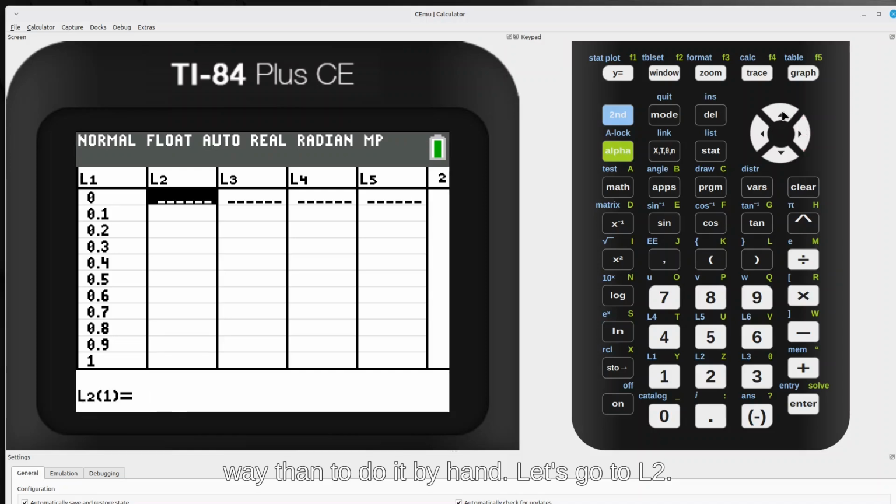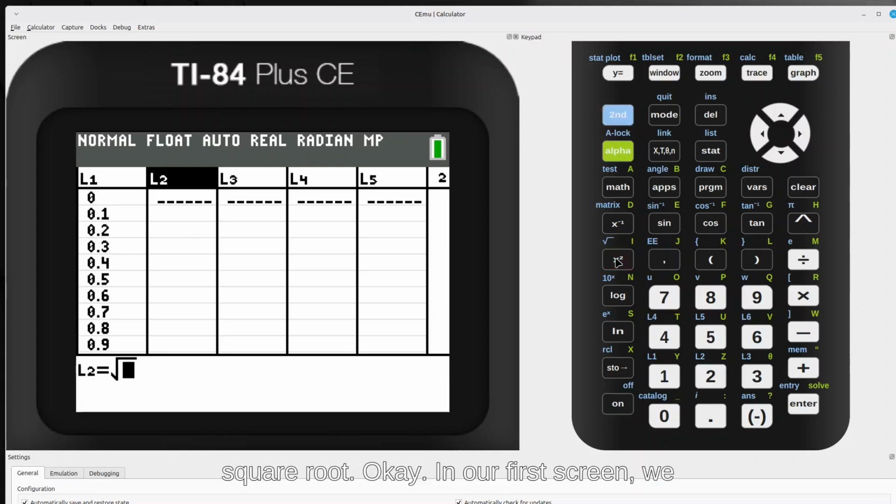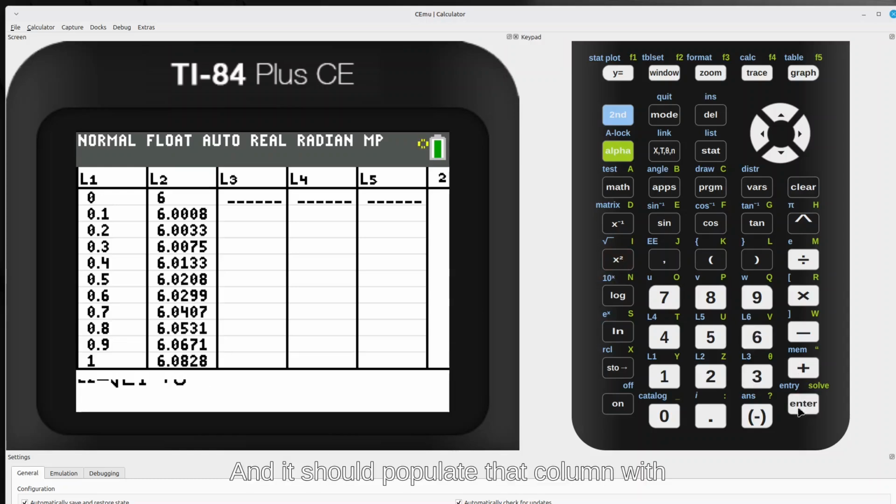Okay, let's go to L2. Put your cursor on the L2. Go second square root. In our first screen we said it would be the square root of x squared plus 6 squared. Well, L1 is going to represent my x, so I want to go second L1 squared plus 6 squared. Then press enter, and it should populate that column with that equation.